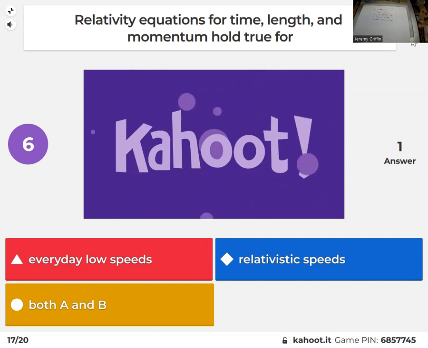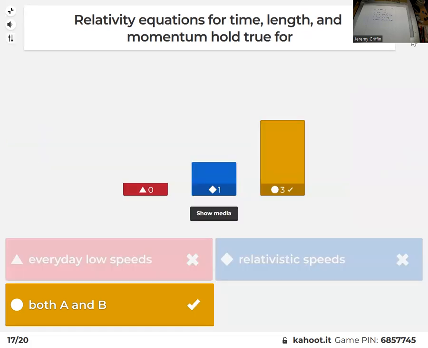Hold true for both of the above. This is called the correspondence principle. So not only does the theory of relativity have to explain all the wacky physics that allows GPS satellites to work, like relativistic speeds, but it also better be consistent with what Newtonian physics already pretty accurately predicts, right?